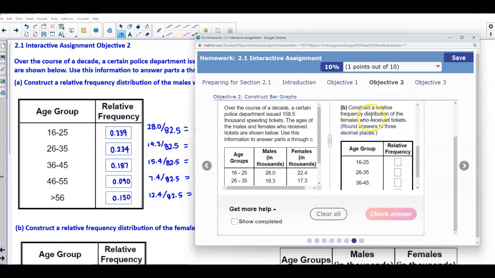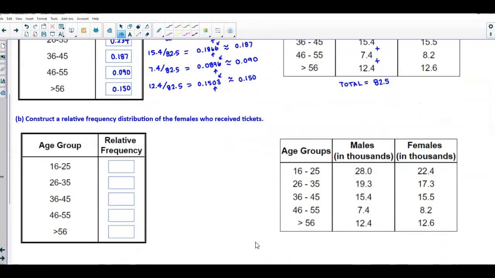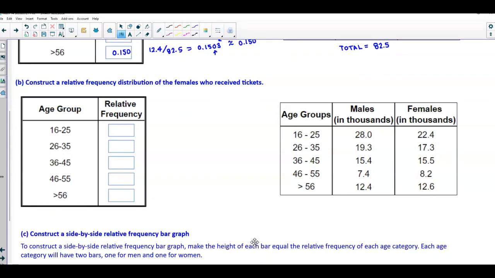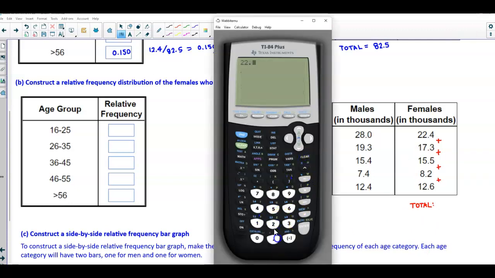Okay, now we want to construct the relative frequency distribution of the females who received tickets. So we're going to do the same thing here. The first thing we need to do now is find the total amount for the females. So we're going to add all these up to give us our total. We're going to take 22.4 plus 17.3 plus 15.5 plus 8.2 plus 12.6. And that gives us 76.0.